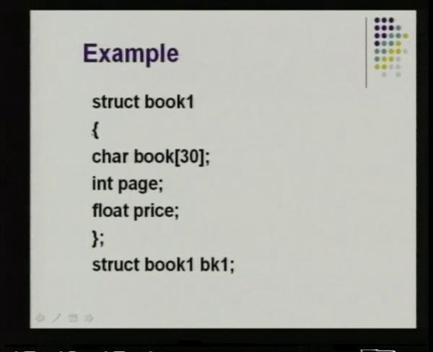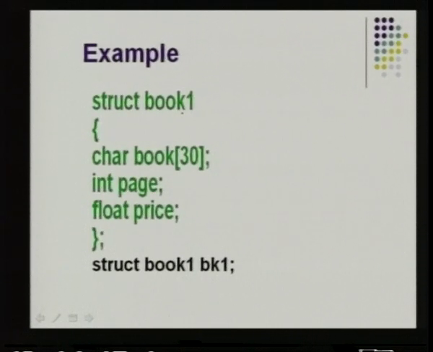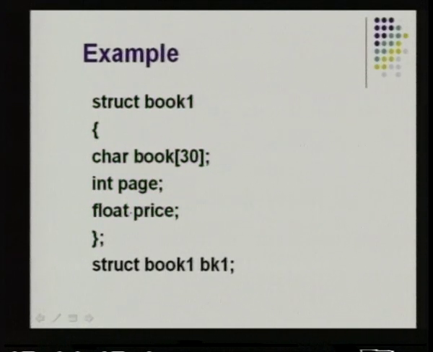So, this is how an example looks like. We have the struct keyword. This is the structure tag. Book 1 is the structure tag, opening and closing braces, and these are the members of the structure. Now, if you see, we are having 3 members here. One is book, which is a string or a character array which can hold a maximum of 30 characters. We have an integer variable, whose name is page. We have a float variable, the name is price. So, these are the members of the structure.